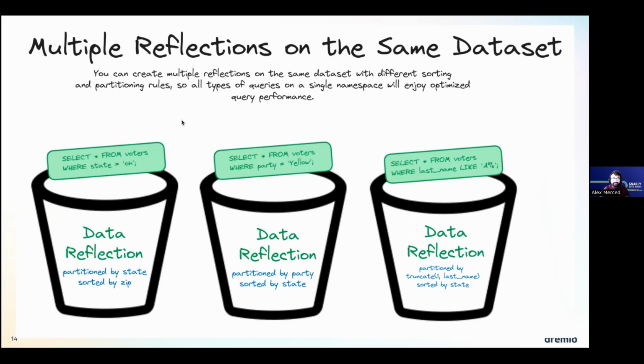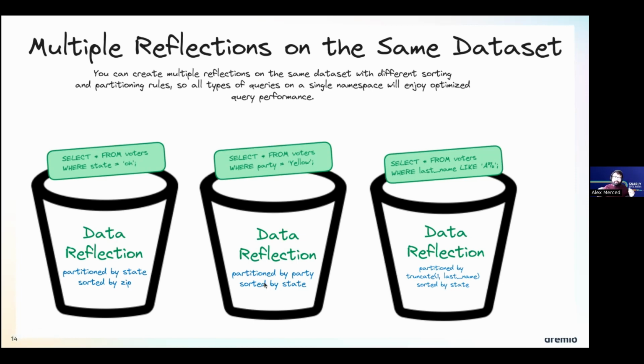So what's going to happen is that a user just queries that voters table, and based on the query, it will then get routed to the reflection that will best handle that query. So in this case, we have 3 reflections, one that's partitioned by state and then sorted by zip. So each partition has all the data for a particular state and then sorted by zip code within those files.